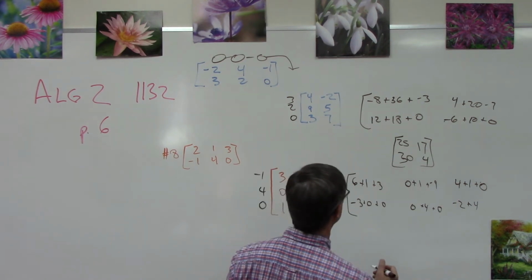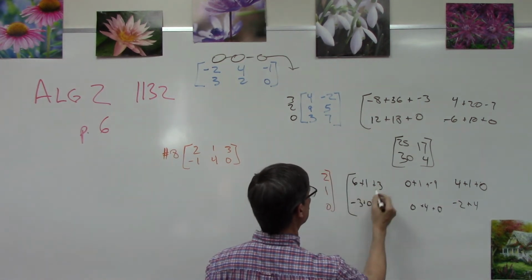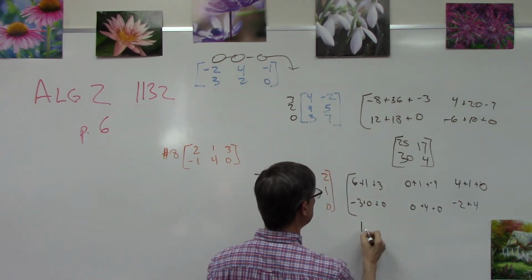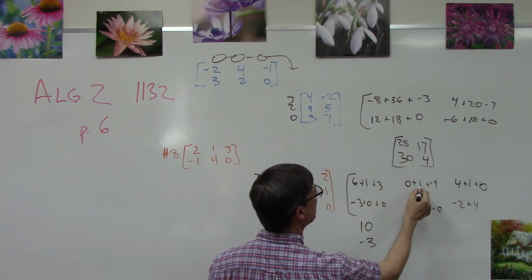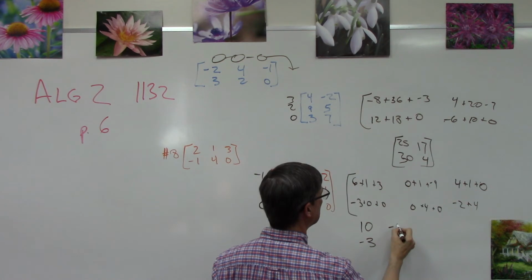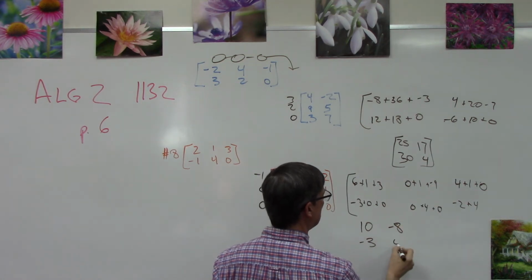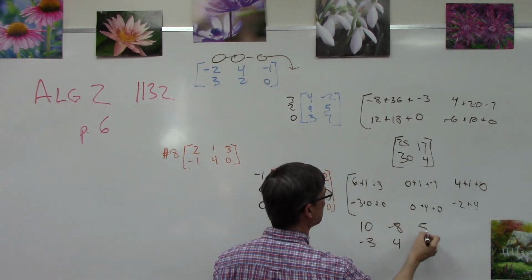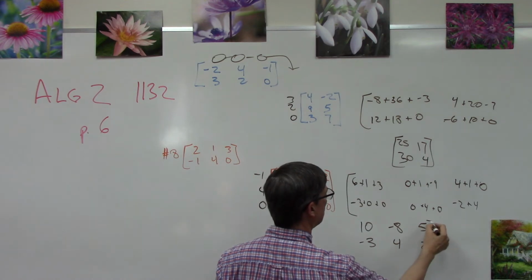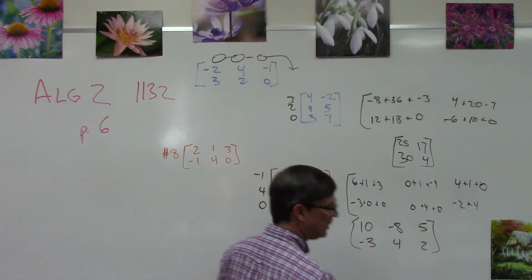If we did this right, I'm thinking this should be 10, -3. 1 plus -9 is -8. 4. I wasn't going to finish this for you, but I am curious to see if I did it right.